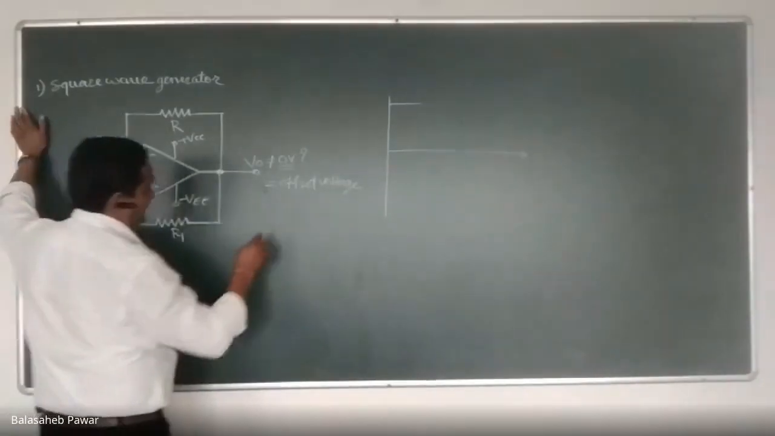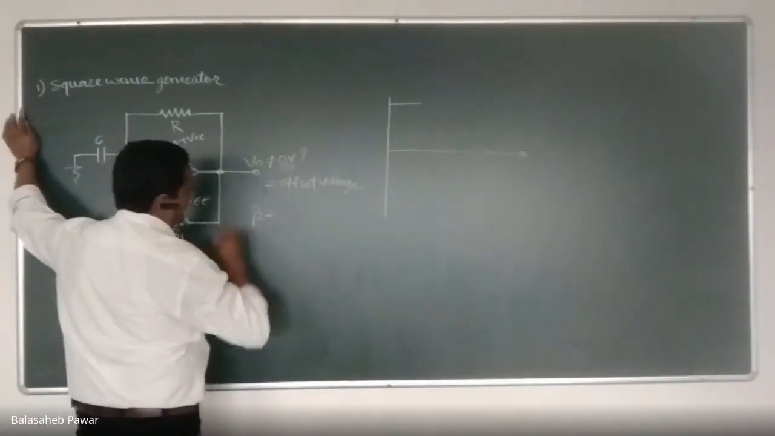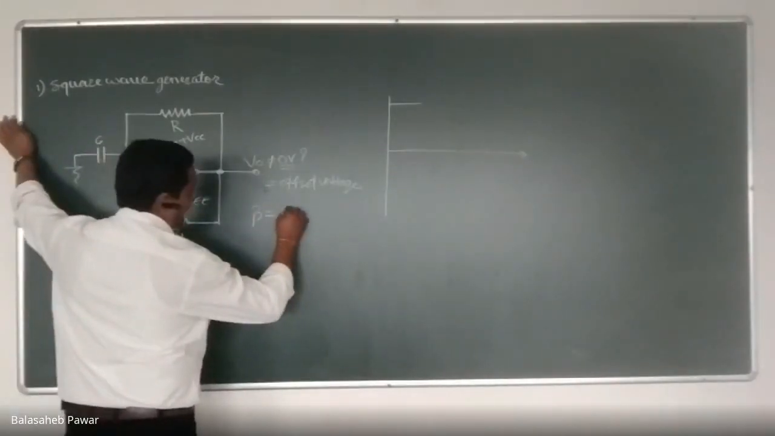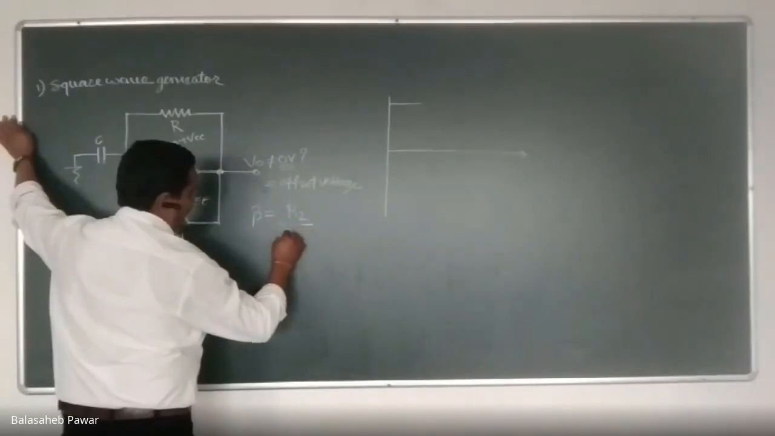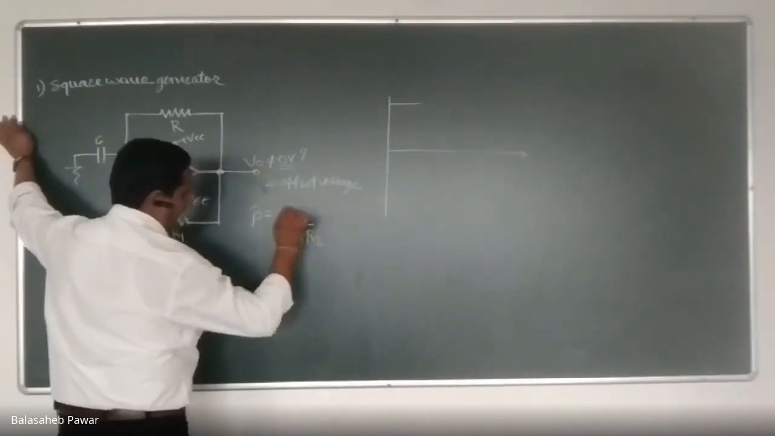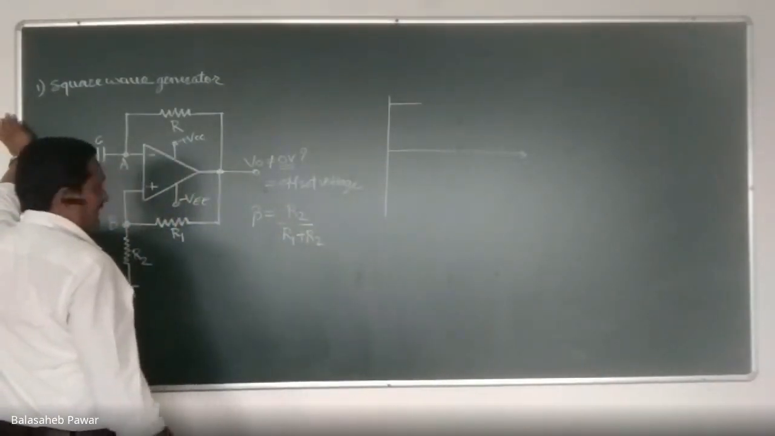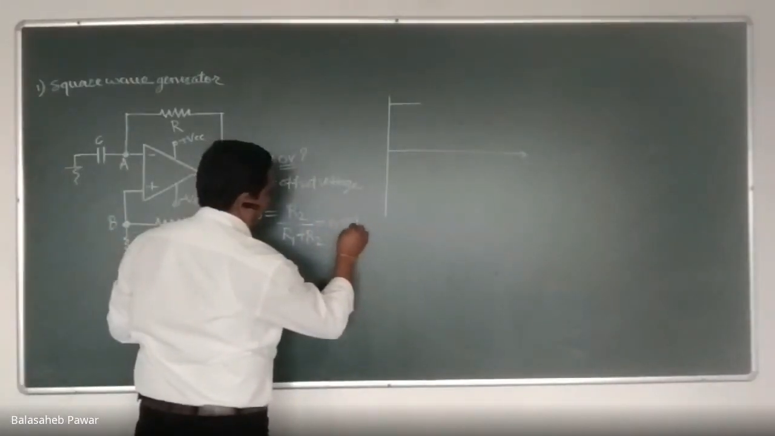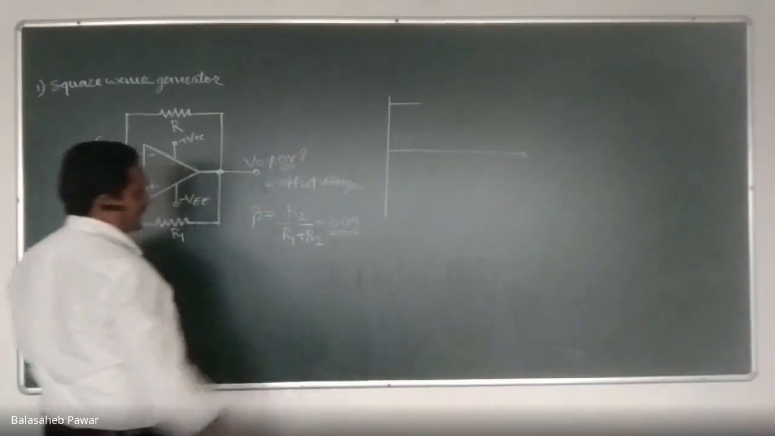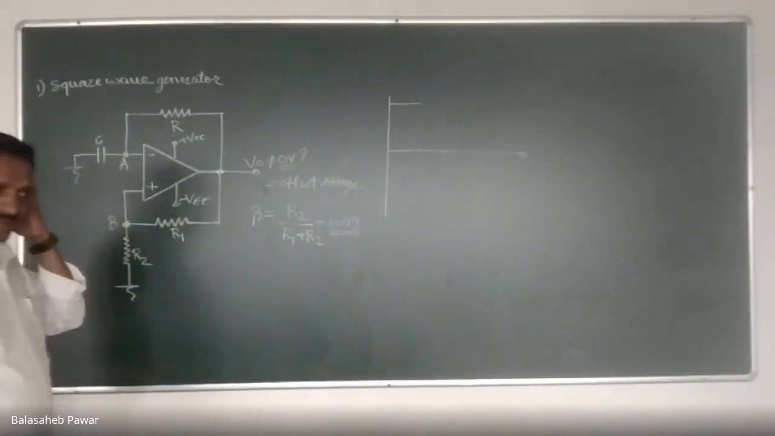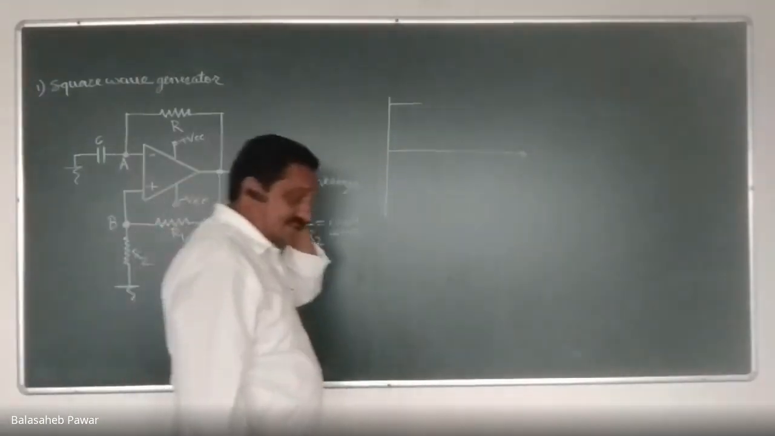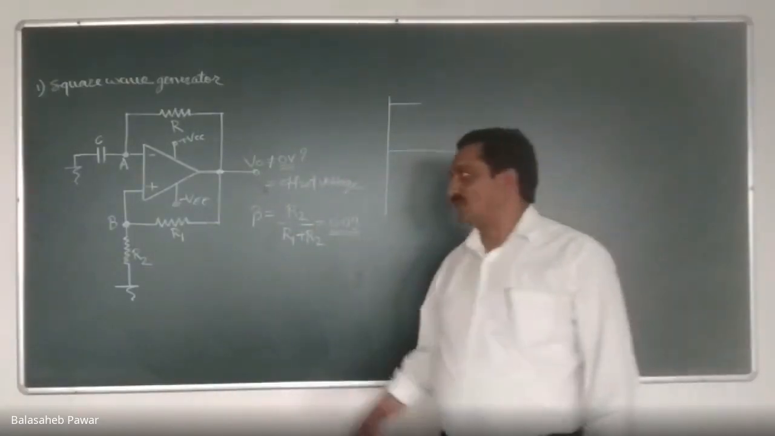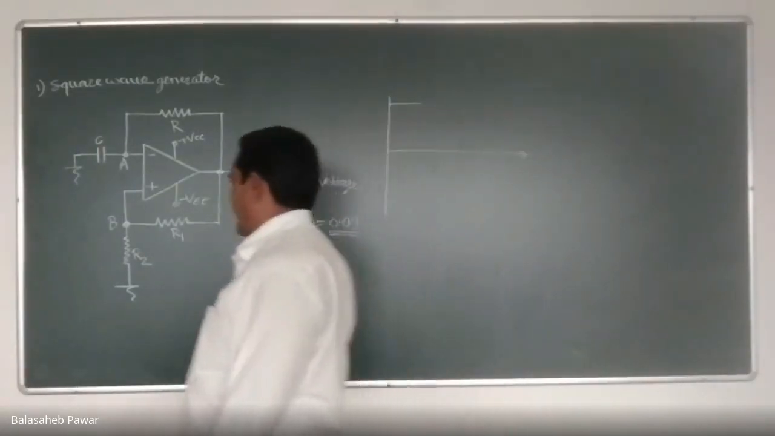Feedback factor: one term is there, that is beta, which equals R2 divided by R1 plus R2. This is the feedback factor. If this is equal to 0.09, I will take this value. A very small feedback factor I will consider, because that op-amp is used in positive feedback configuration. So there is no need to go for a higher feedback factor, right?